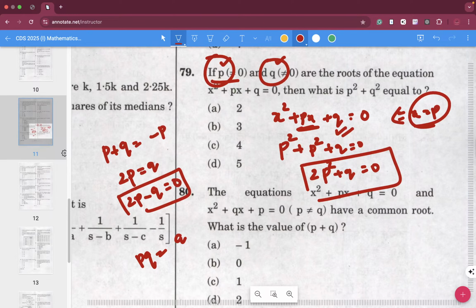Product of the roots PQ is how much? C by A. C over here is Q, right? So Q by 1, Q and Q gone, which means P value is 1, okay? What they are saying? P is not equal to 0, Q is not equal to 0, okay?